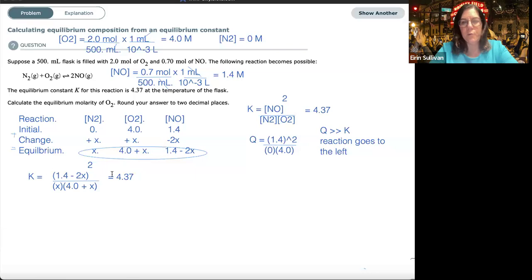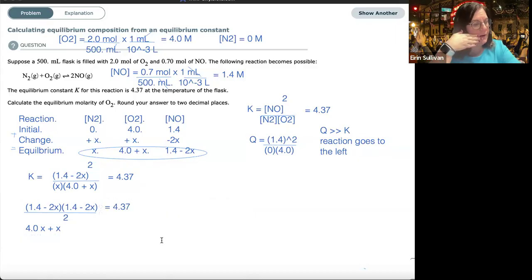We're going to multiply out all these brackets and it's going to be a mess, and then we're going to tidy it up. So 1.4 minus 2x squared, I'm going to take those 2 brackets and multiply them out. On the bottom, we're going to have 4x plus x squared. It's not quite the prettiest thing. And then all of that is going to be equal to 4.37. Don't forget about that.